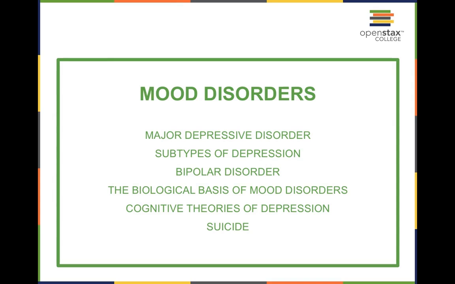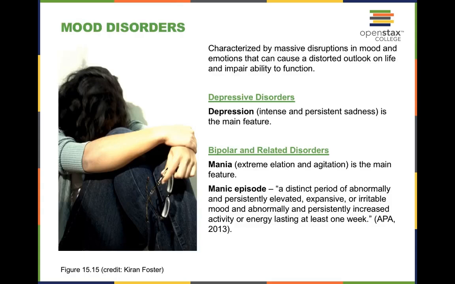But this is an interesting chapter in general. So I think that this will serve a lot of people as they go through it and learn a little bit more, at least at an introductory level, of the different categories found within the DSM-5 revolving around mental difficulties. Now let's talk about mood disorders, major depressive disorder, subtypes of depression, bipolar disorder, the biological basis of mood disorders, cognitive theories of depression.